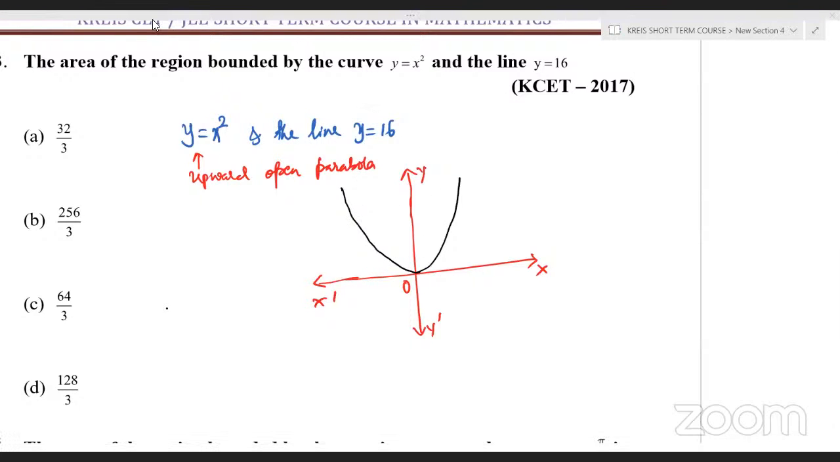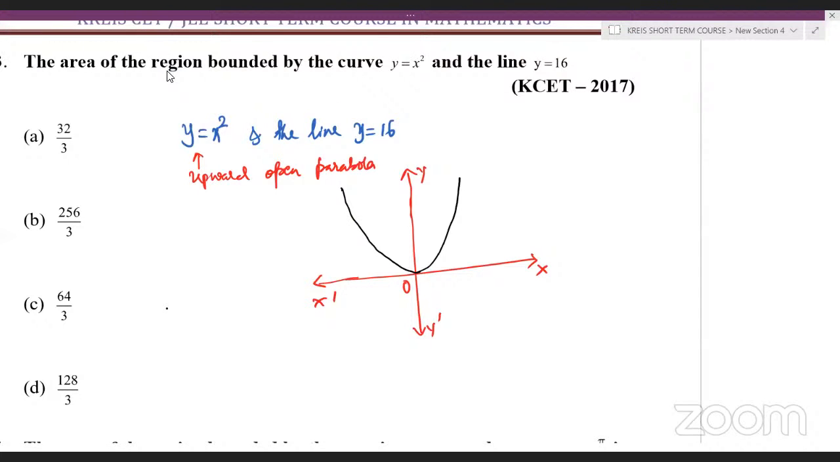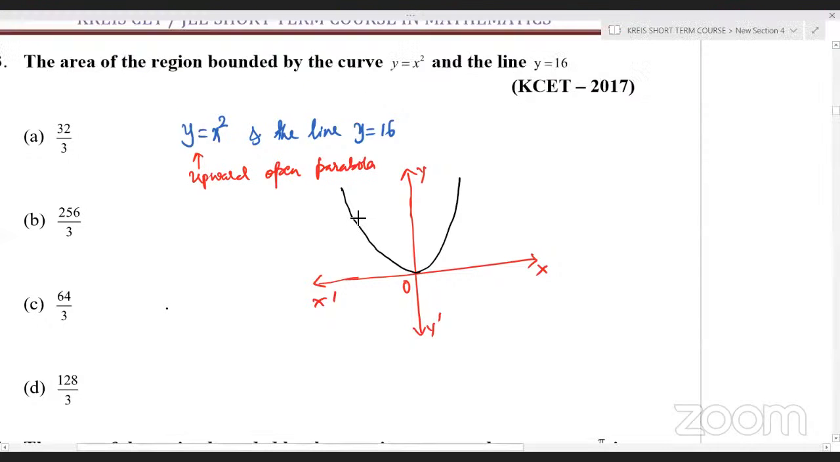If you draw a line to this curve, you may have the line like this. Y is equal to 16. Now y is equal to 16, right? So you can observe there is a line here. So this equation is going to be y is equal to 0. So you can find out the area of this one, and you can double this. You get the required area, right?